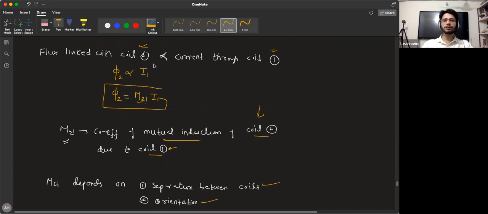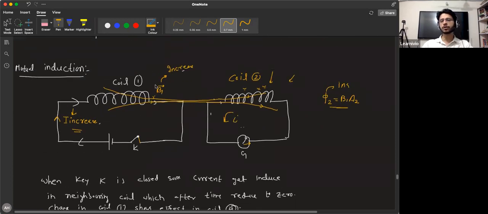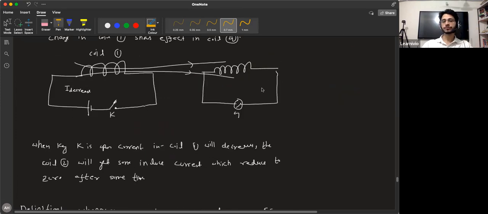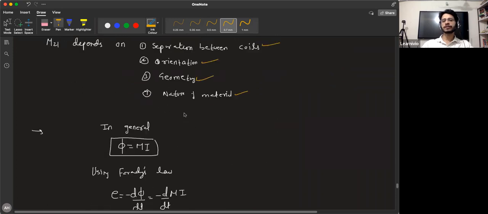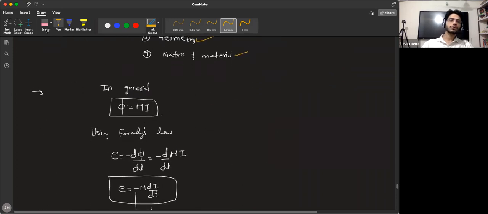Okay, can you just tell me in which coil current is induced, in coil 1 or in coil 2? Which coil will have induced current? Coil 2, sir. And what is the cause of that induced current? Change in magnetic field due to coil 1. Or you can say the changing current in coil 1. The current which is changing in coil 1 is responsible for the induced current in coil 2. In general, you can write this as phi is equal to MI.